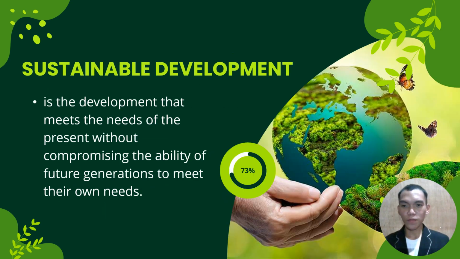Moving on, let's have sustainable development. This is the development that meets the needs of the present without compromising the ability of future generations to meet their own needs. It aims to find a balance between economic growth, social progress, and environmental stewardship. By adopting practices that are environmentally responsible, socially inclusive, and economically viable, societies can pursue development that meets present needs while ensuring a positive legacy for the generations to come.